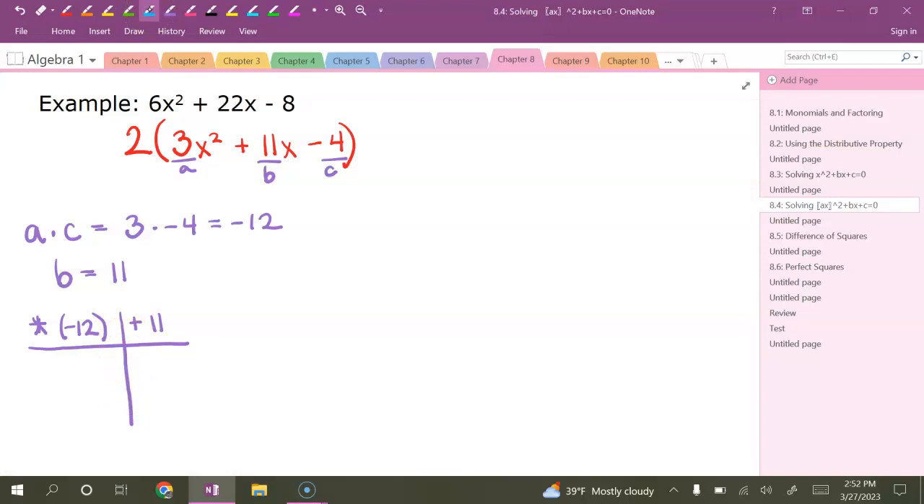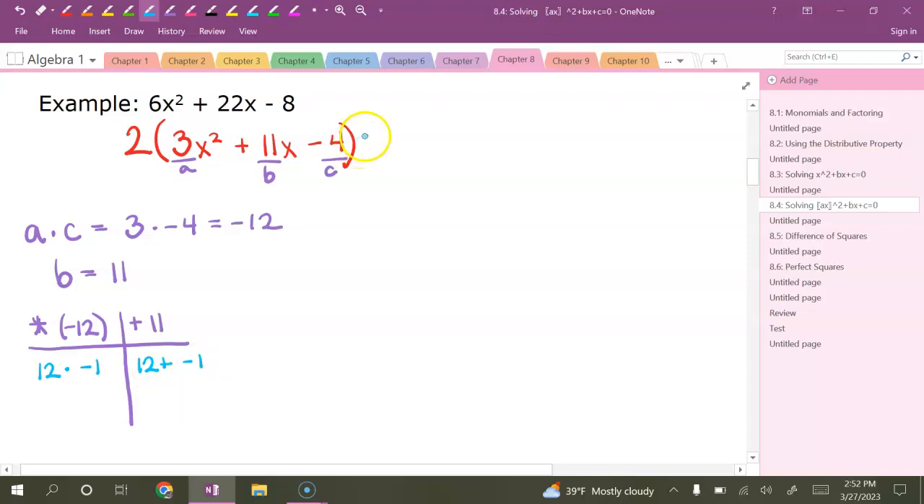Okay, if you're thinking about this to yourself here, you're running through the factors of 12, like 2 and 6, 3 and 4, 1 and 12. And I think the best option for us is to do positive 12 times negative 1, positive 12 plus negative 1.